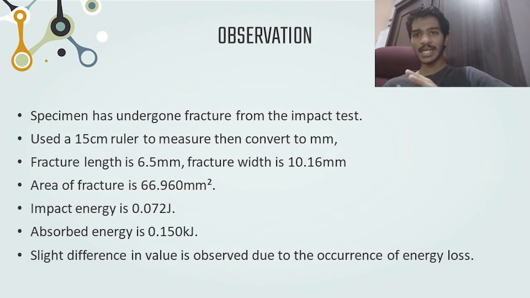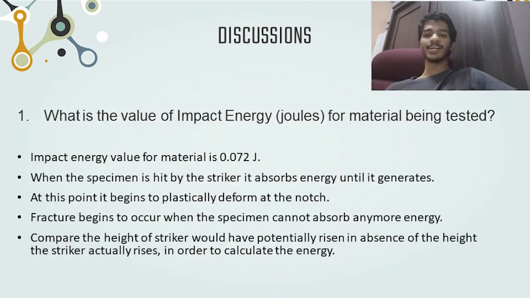There is a slight difference in the value observed due to the occurrence of energy loss in the surrounding. Hi, now the discussions. Number 1. What is the value of impact energy in joules for the materials being tested? So we found out that the impact energy for the material is 0.072 joules.